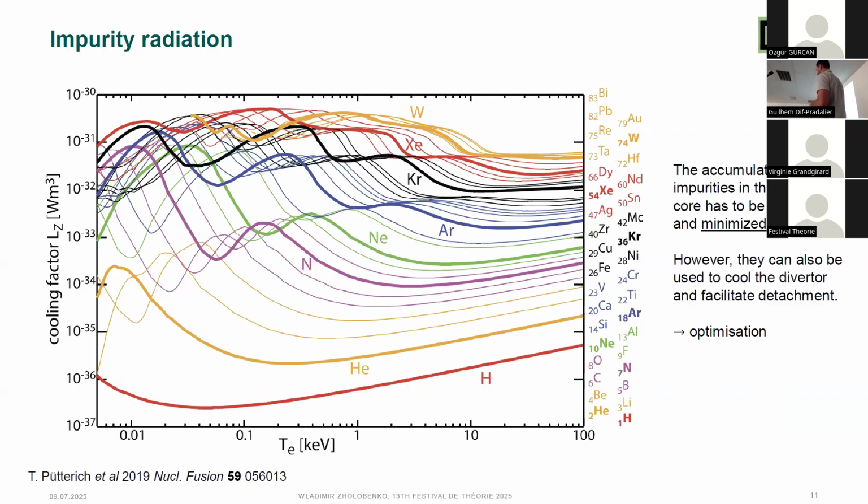Tungsten, for example, is very difficult to ionize. So even at very high temperatures, it can radiate a lot in the confined plasma. We do not want to have it because it leads to cooling. So in the core plasma, we want to minimize the impurity content. However, in the divertor, we can actually mix in some light impurities like nitrogen or neon, which will help to cool down the divertor because of this cooling factor.